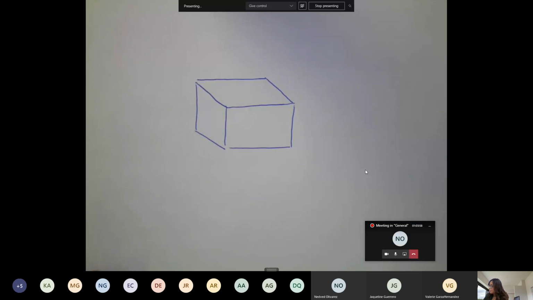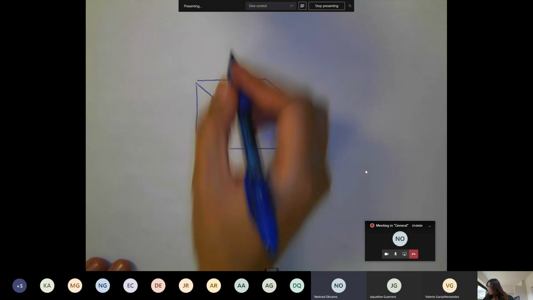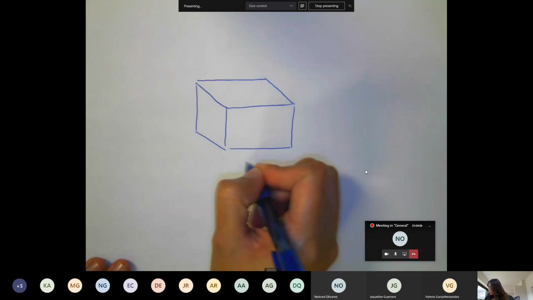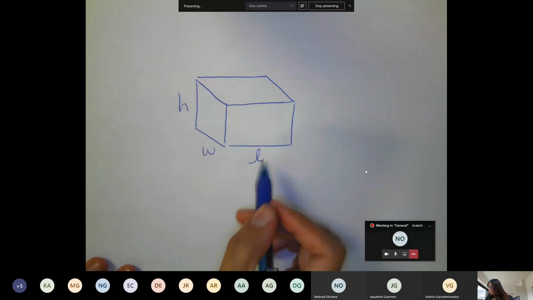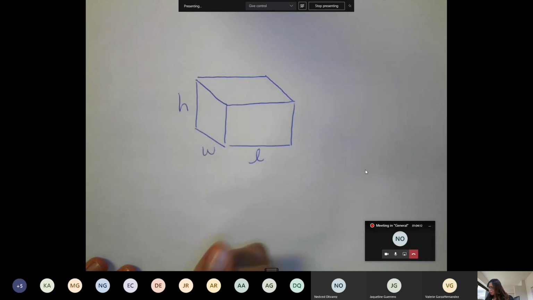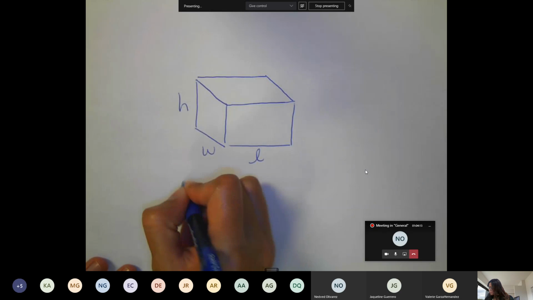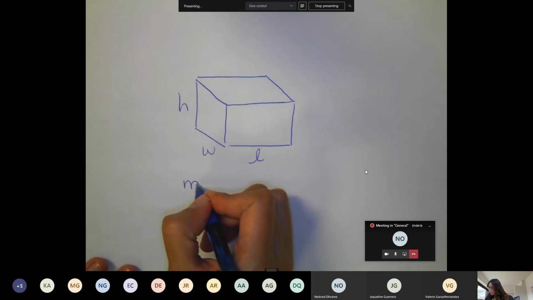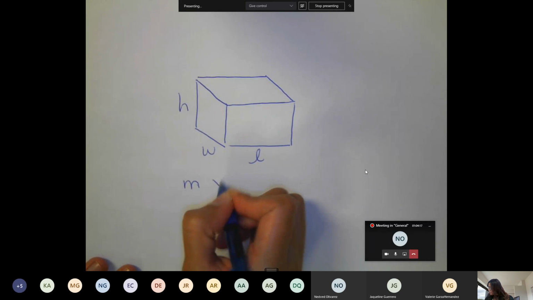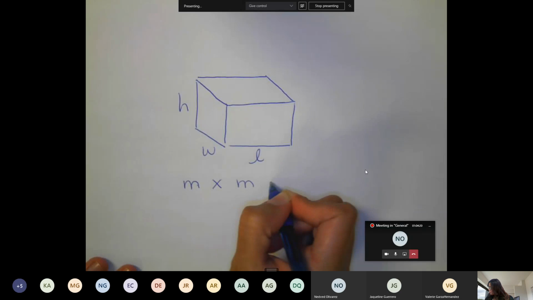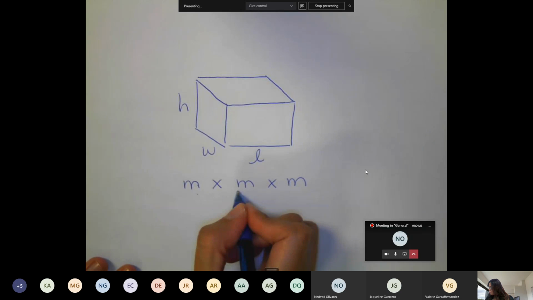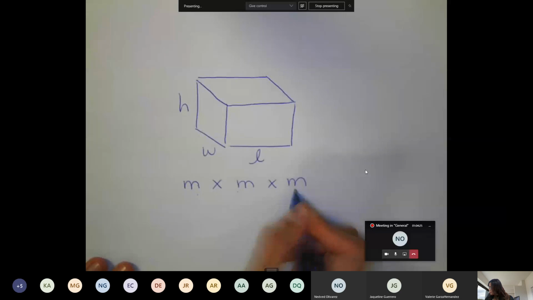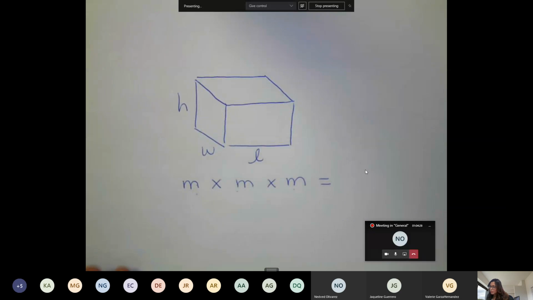The length times width. Correct, right? So you have your length times your width times your height, right? And again, we agreed that all three of them are measured in meters, right? So basically I'm taking length in meters times width in meters times height in meters. So meters times meters times meters, which is going to give me, what is going to be my derived unit here?